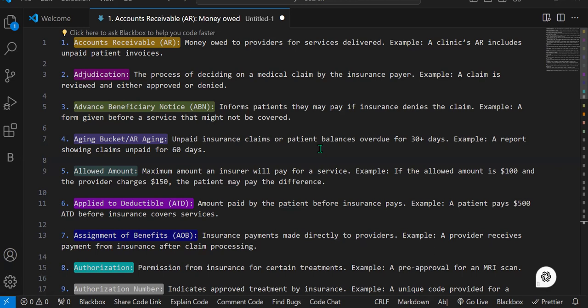Allowed amount: the maximum amount an insurer will pay for a service. Example, if the allowed amount is $100 and the provider charges $150, the patient may pay the difference.